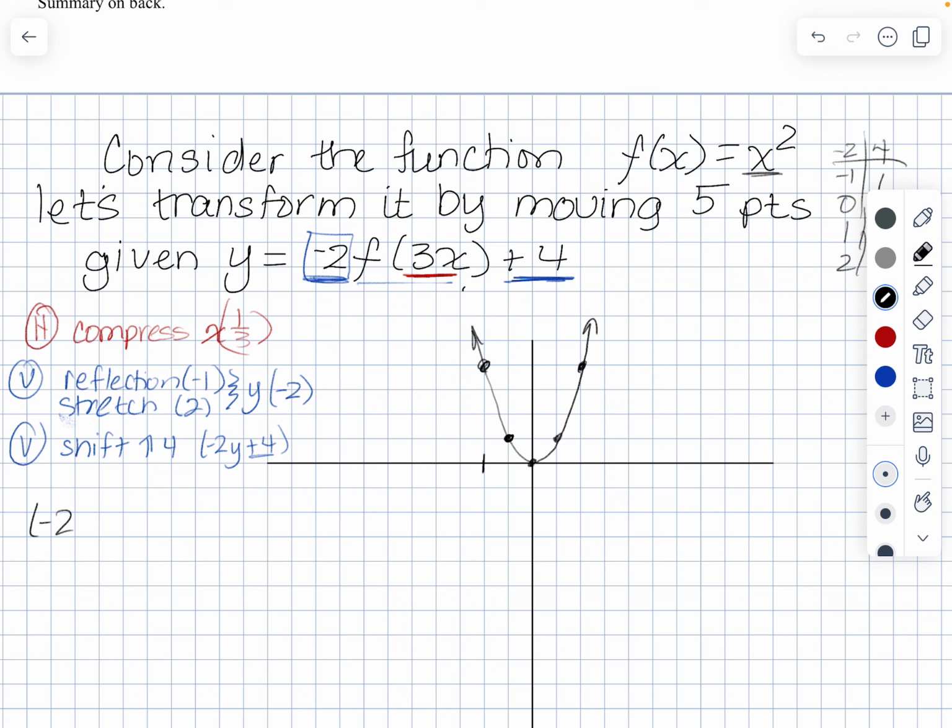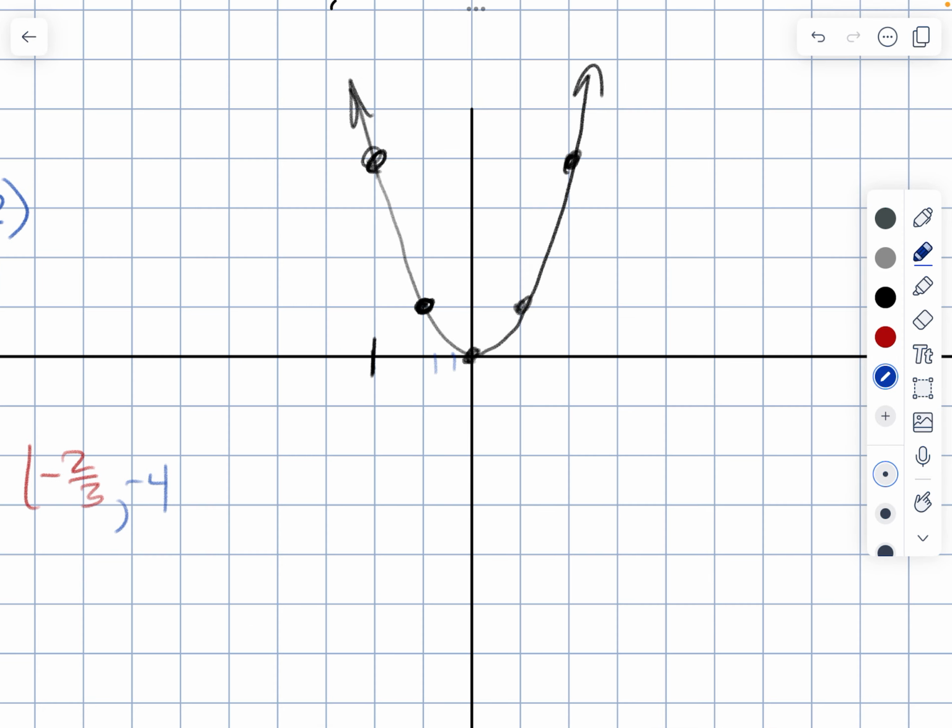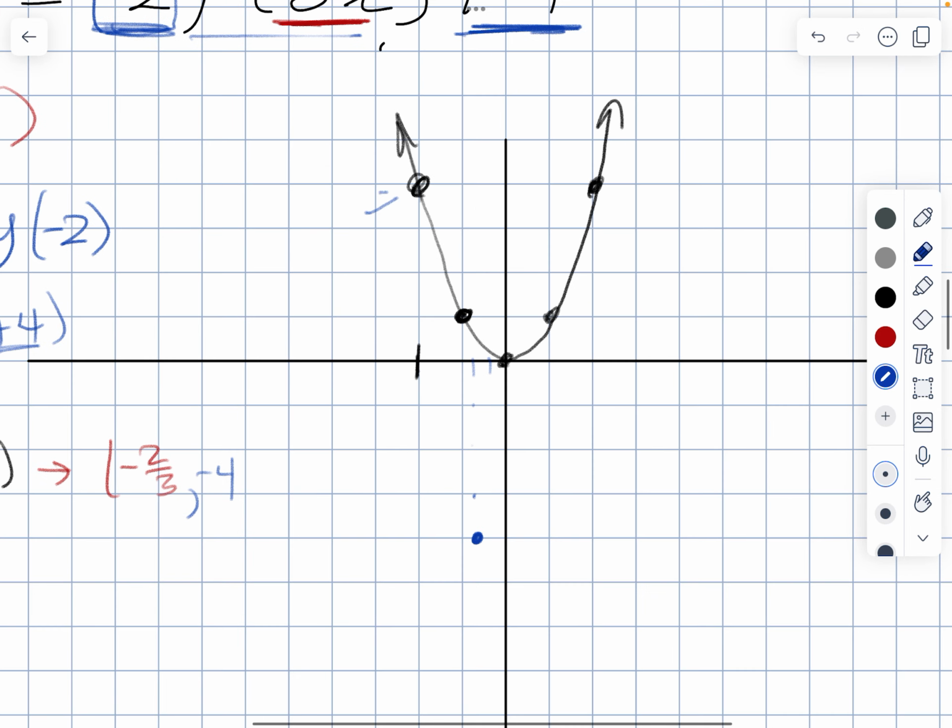Okay, so let's just take all of these points. Let's take the point -2, 4, and put it through the transformations. Horizontally, we're compressing -2 by 1/3, and then taking 4 and multiplying it times -2, and then adding 4. So that's going to take that point to -2/3, and then -8 plus 4 is -4. So I'm going to go over -1/3, -2/3, and then down 4. 1, 2, 3, 4. Okay, so there's that point. This point has now been transformed to that location.